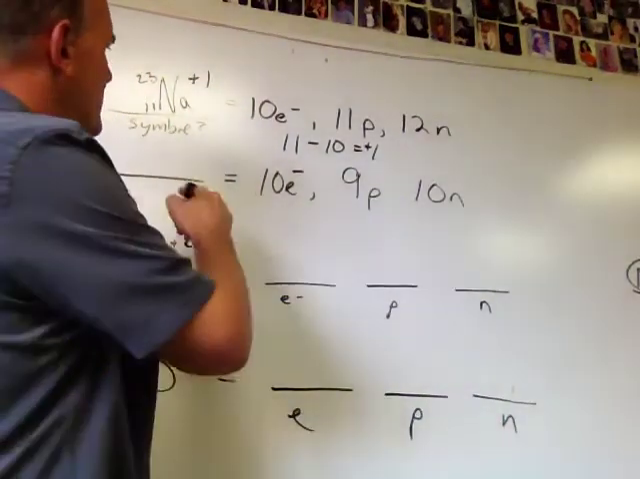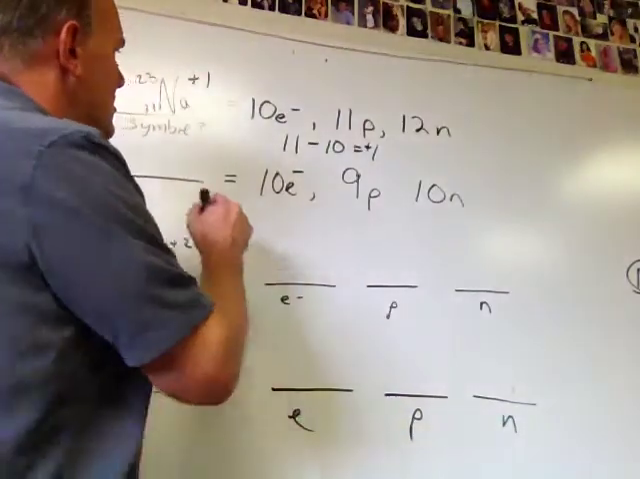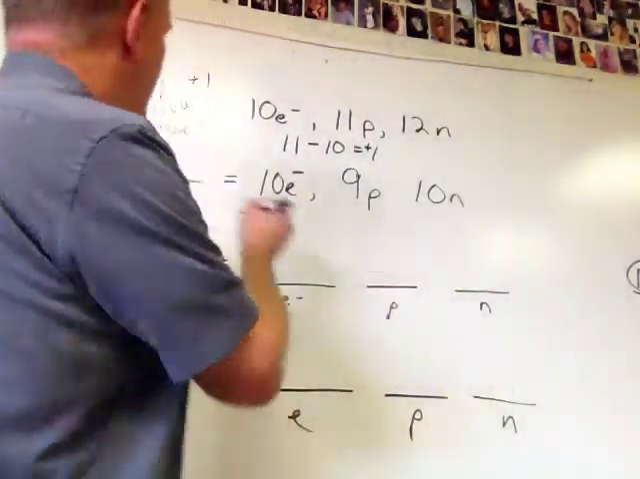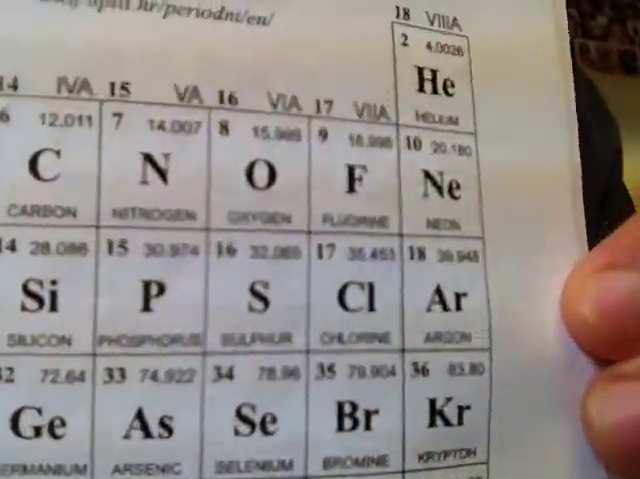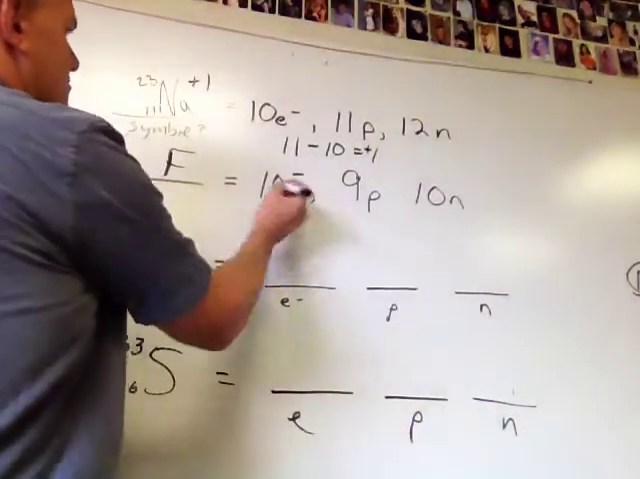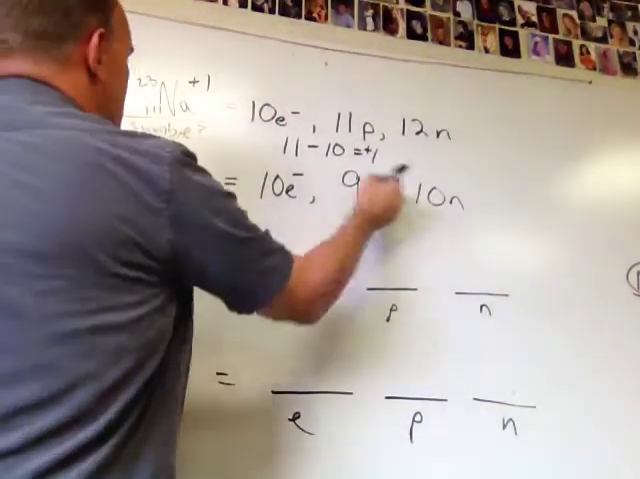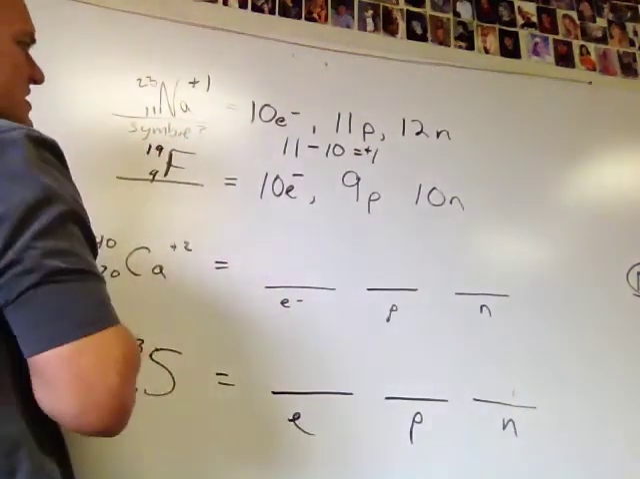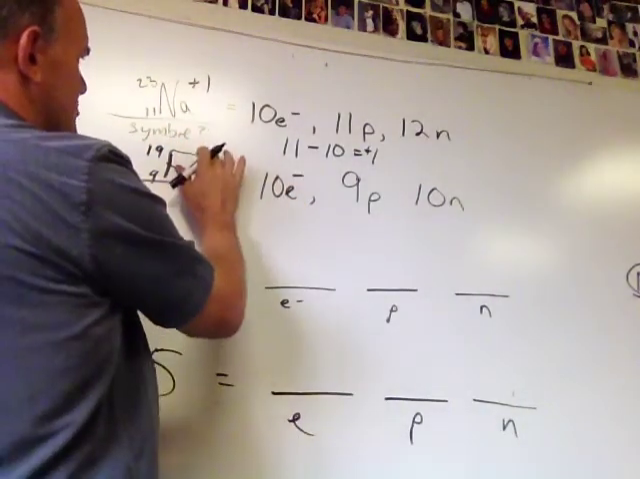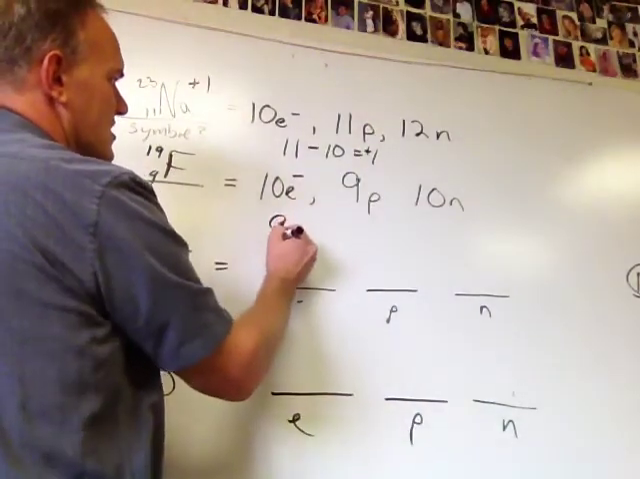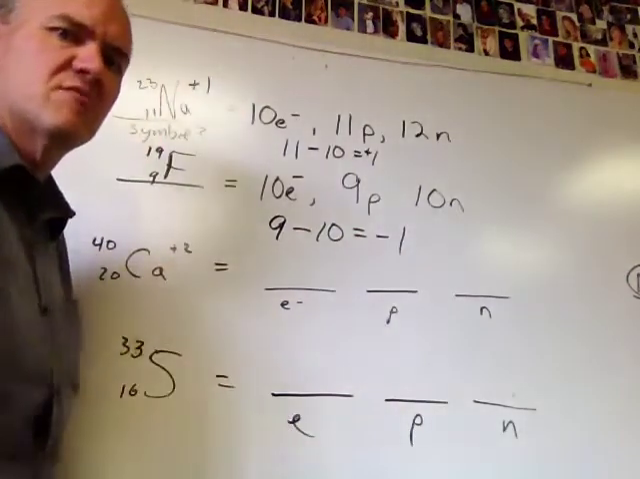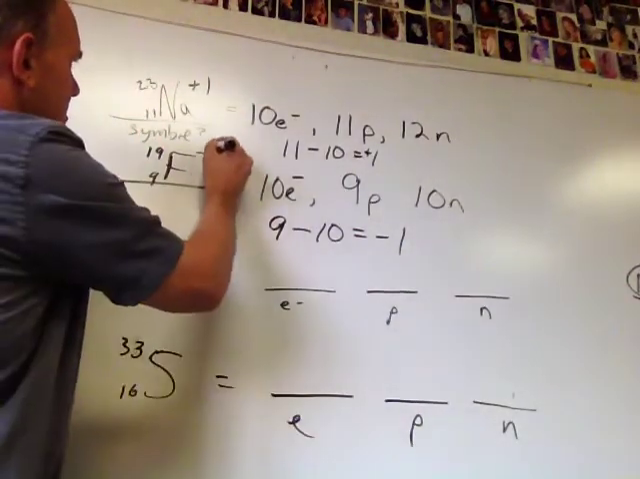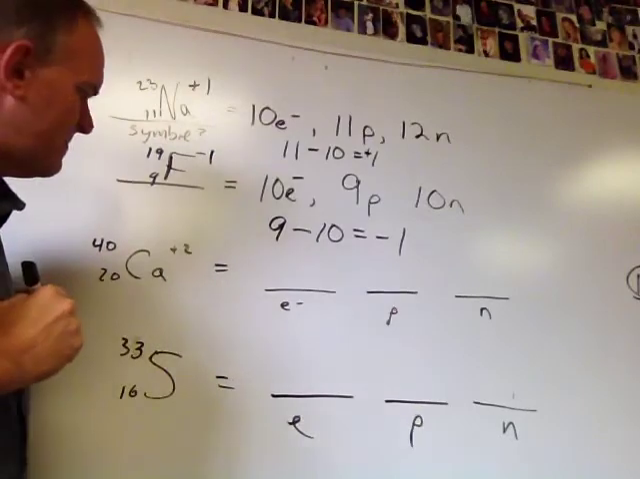For the next example, 9 protons would be an atom of fluorine. From our periodic table we see that 9 is fluorine, right up there, symbol F. And then we have 9 protons, 10 neutrons, so we have a total mass of 19. And now we say, for the charge, well, 9 protons minus 10 electrons is now negative 1. So this is actually going to be an anion, a negative ion. And so we'd write it that way.